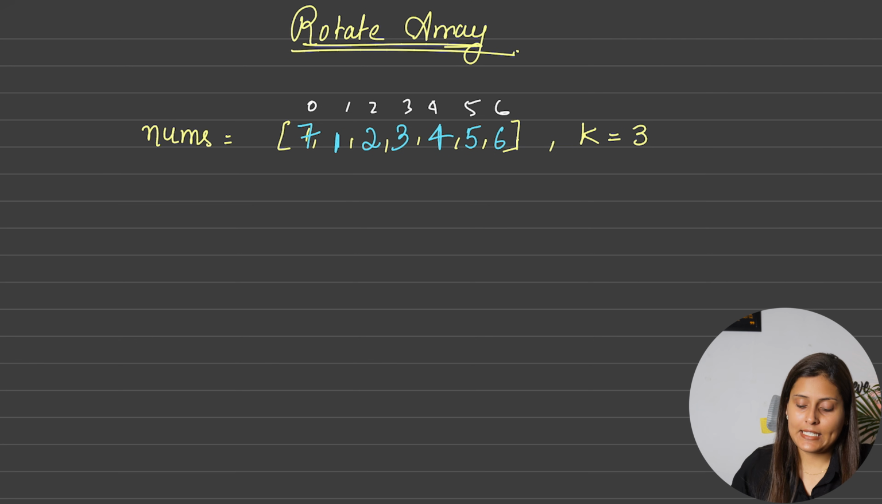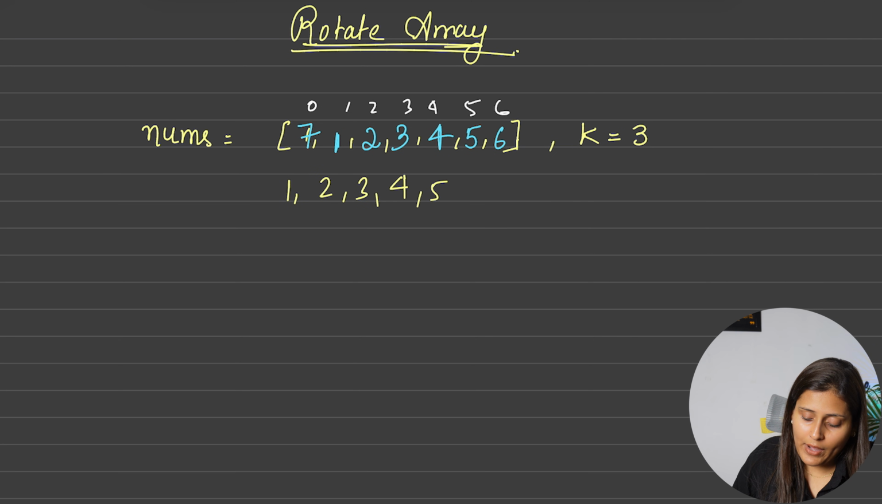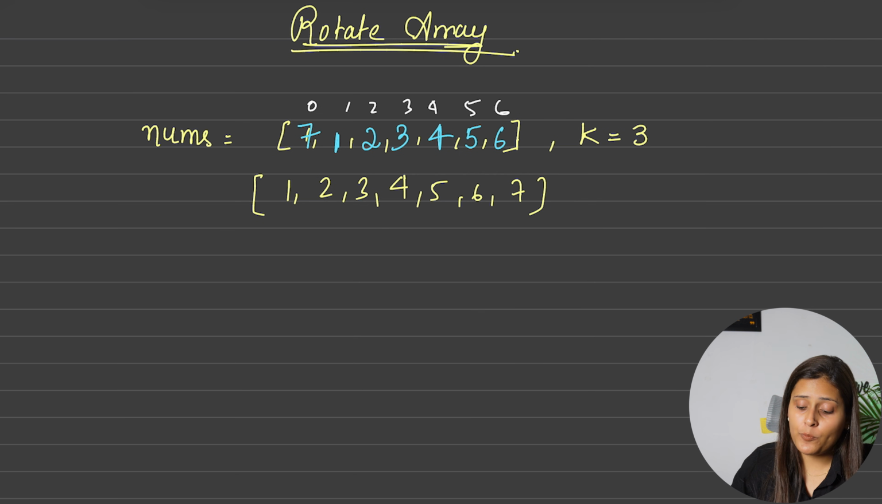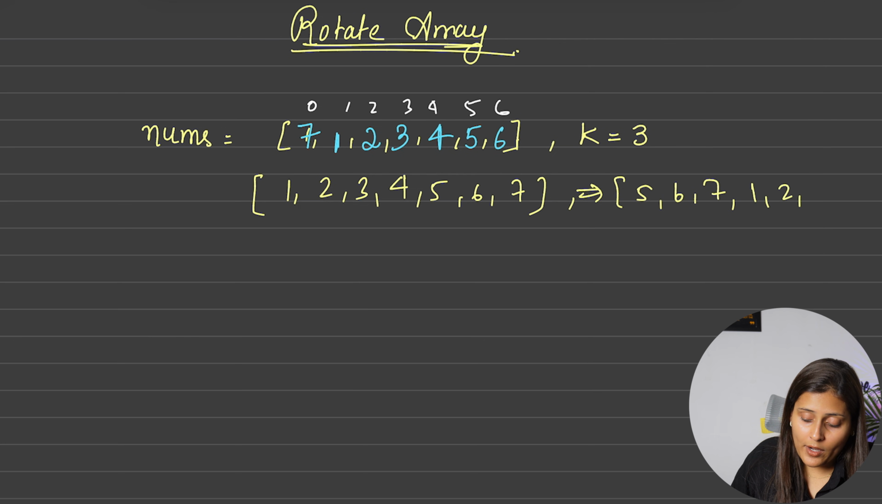But how? Let's see. So the original array was 1, 2, 3, 4, 5, 6 and 7, correct? Okay. Now what is the output we want? We want the output to look like 5, 6, 7 and then 1, 2, 3, 4, correct? This is what we want. Okay, let's move it here.